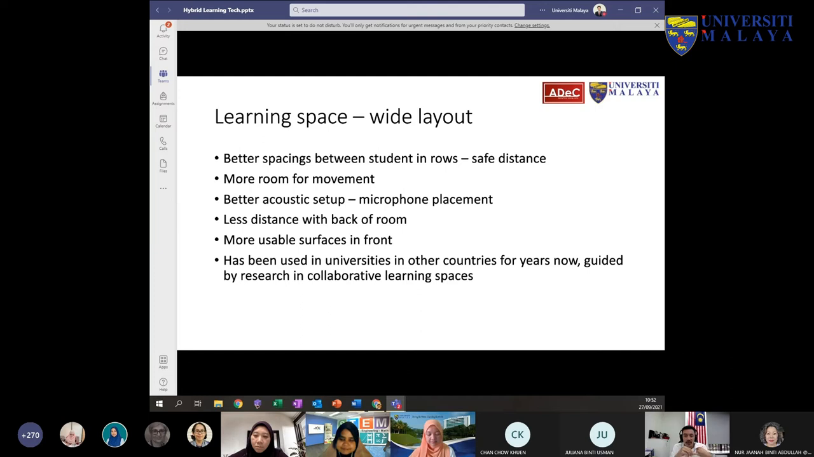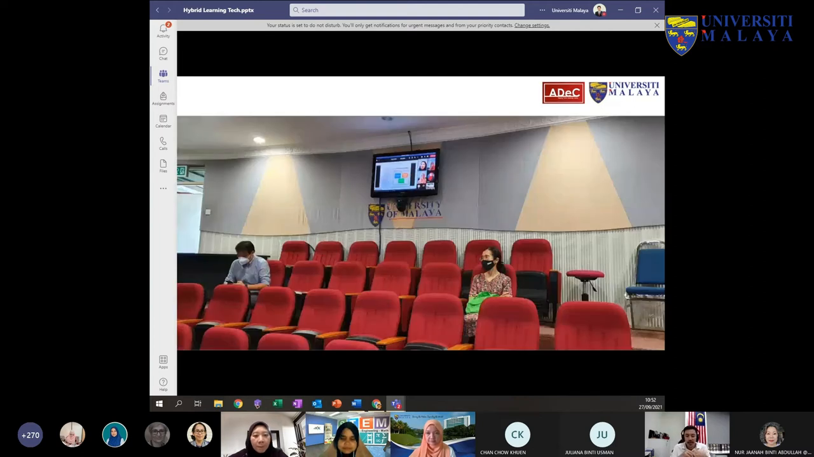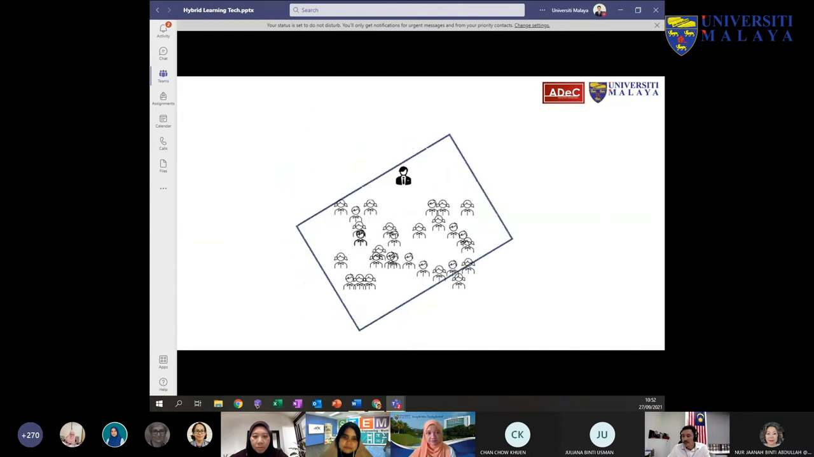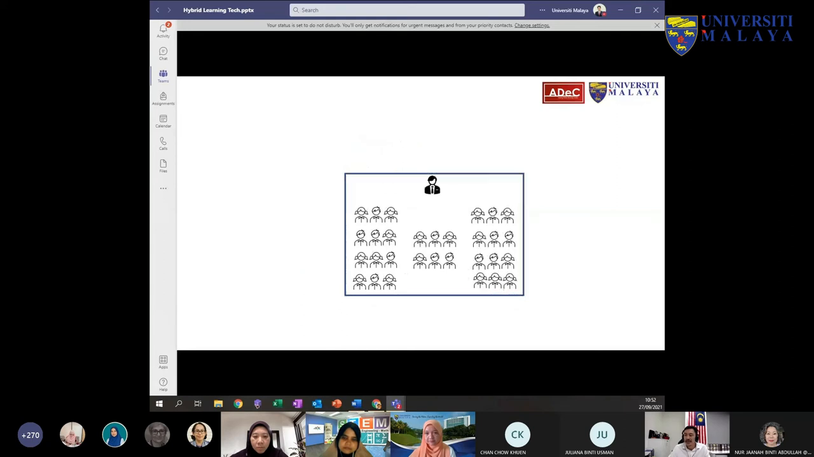The fourth important point is a wide layout actually gives you less distance to the back of the room. So you remember the picture that I showed you here, okay? If you have a deep room, you would find that the camera that points to the lecturer will be way back, isn't it? So when you change the layout, you will find that the distance between the lecturer and the microphone becomes shorter. So it allows for better viewing for the remote learners, because they would look closer to the lecturer.